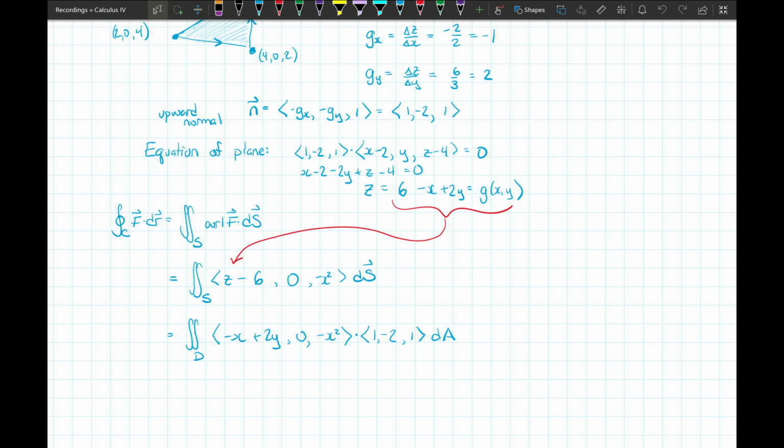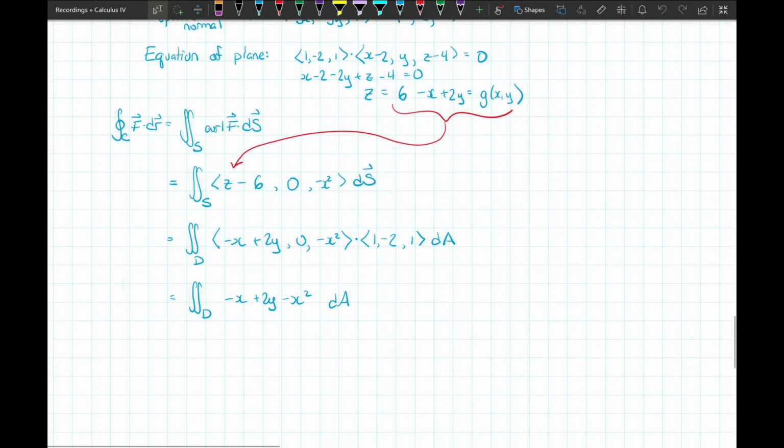We have 0, comma, negative x squared, and we're going to dot product that with our upward normal, 1, minus 2, 1. Let's expand that out and see how much this simplifies first. This gives a double integral of minus x plus 2y minus x squared dA.